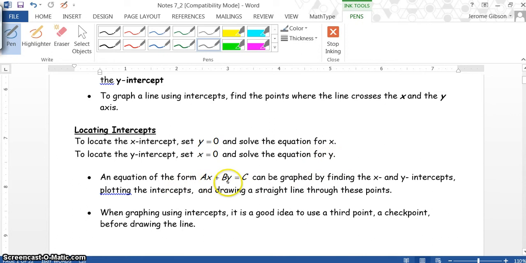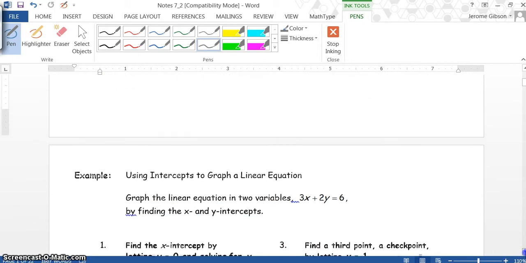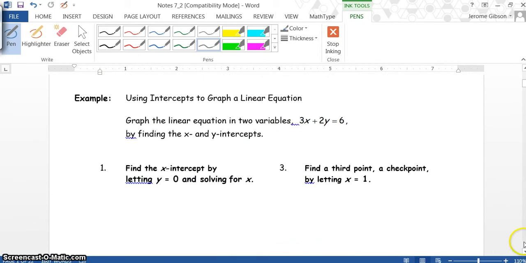An equation of the form ax plus by equals c can be graphed by finding the x and y intercepts, plotting the intercepts, and drawing a straight line through these points. When graphing using intercepts, it is a good idea to use a third point, a checkpoint, before drawing the line. Now, we need to scroll down to the next page. It says using intercepts to graph a linear equation.